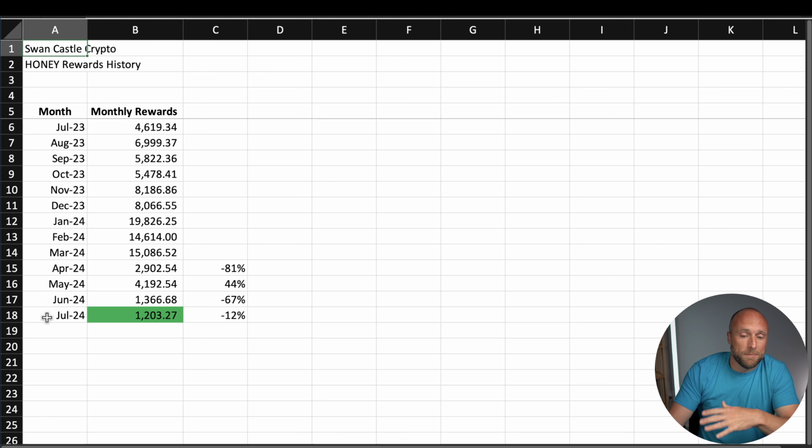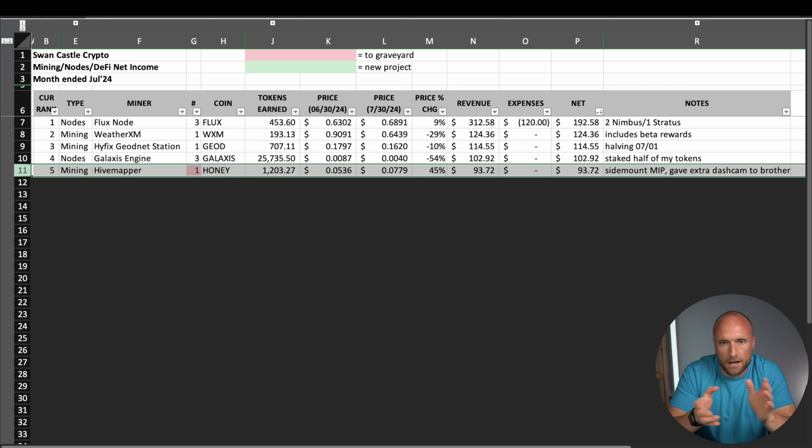I think Hivemapper is still a great long-term project, but it does kind of stink that these rewards have really fallen apart over these last couple months. I know a lot of you have been waiting on your dash cams. It could be frustrating to see rewards fall apart while you wait for your dash cams.